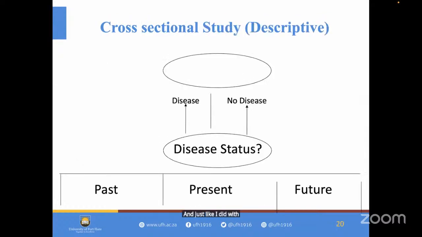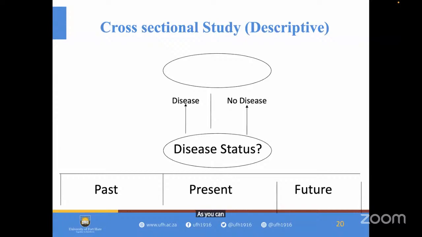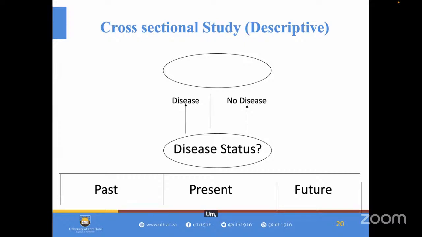And just like I did with the case series and the case report, this is something to help us understand how cross-sectional studies, both descriptive and observational, work. As you can see, the disease and no disease status is all centered in the present. What this is simply telling us is that you collect all your data at the same time; both the outcome and the exposure are collected at the same time. You don't have to go back to the past. You don't have to wait for progression or go into the future. You just assess everything at the same time. It's a snapshot study design.